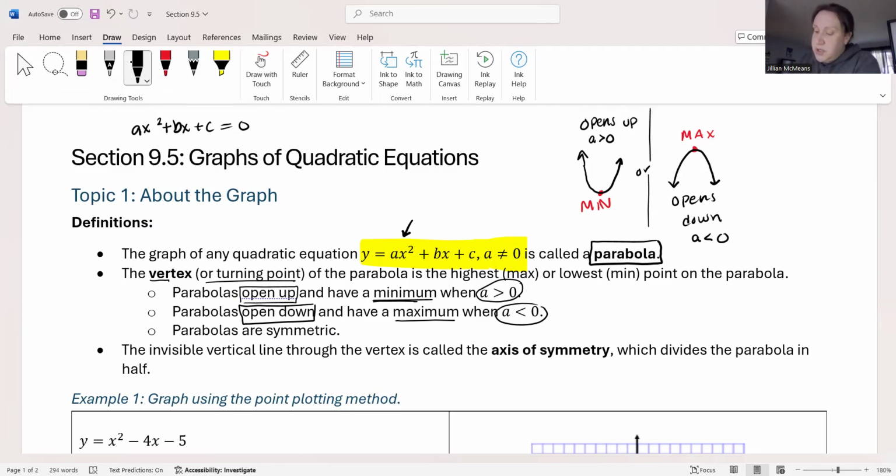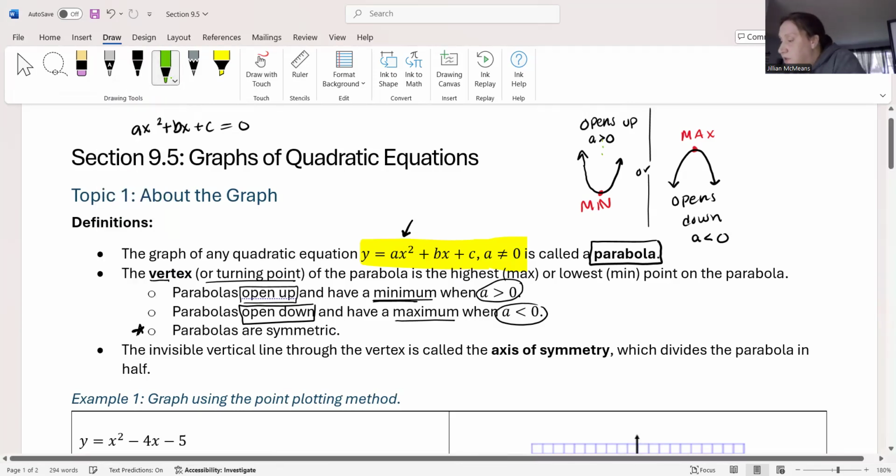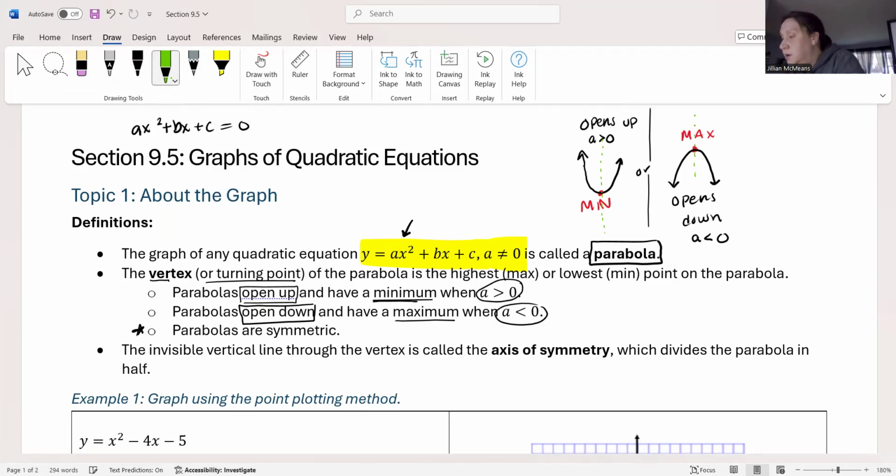Okay. We also need to know that parabolas are what we call symmetric. Okay. So, these are hand drawn, so you kind of have to pretend. But if this was a perfect parabola, we would have this vertical line that goes right down the center of the graph. And if you were to fold the parabola along that vertical line, you would have the two sides of the parabola meet up perfectly.